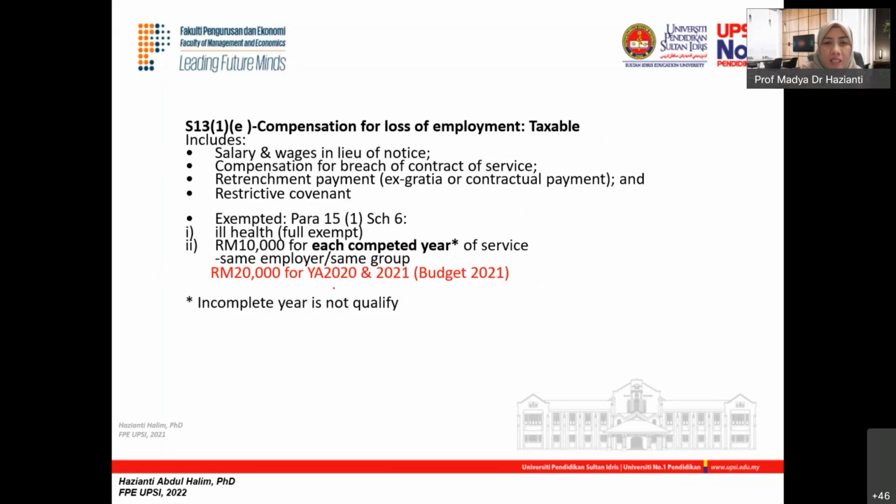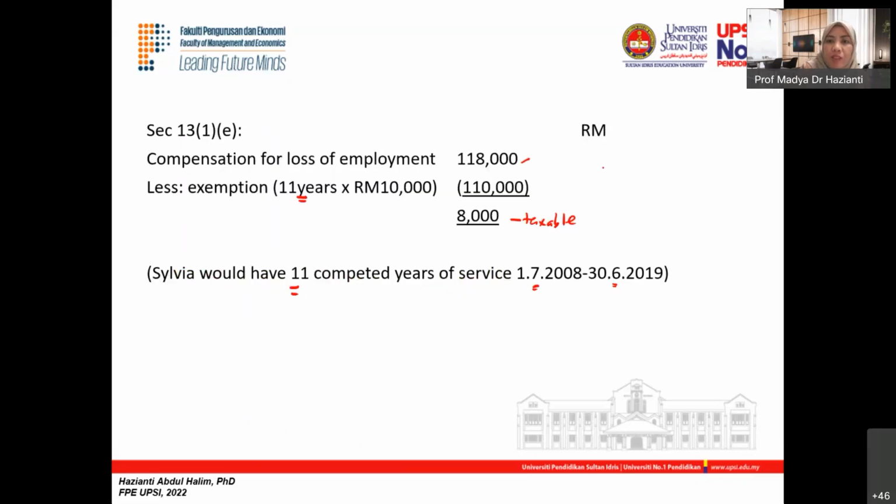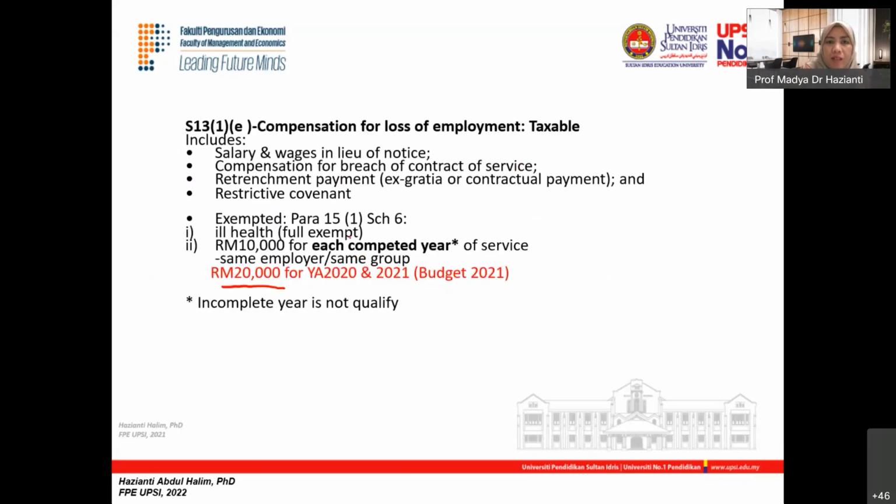Okay. Starting 2020 and 2021, exemption dia naik jadi 20,000. Yang saya merahkan is the changes. So whatever question that I give you, kalau not 2020 or 2021, the exemption is 10,000 for each completed year. Macam ni kan, ni 2019, kita masih lagi guna 10,000. But for 2020 and 2021, dia naik lagi 20,000. So the taxable amount would be lower.